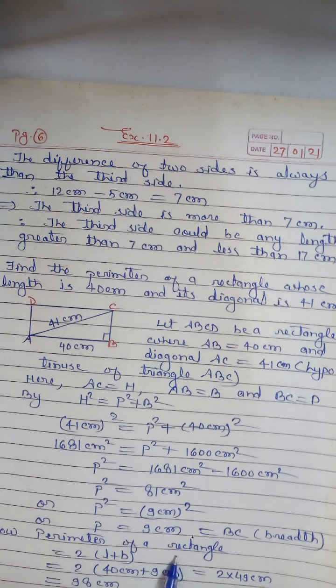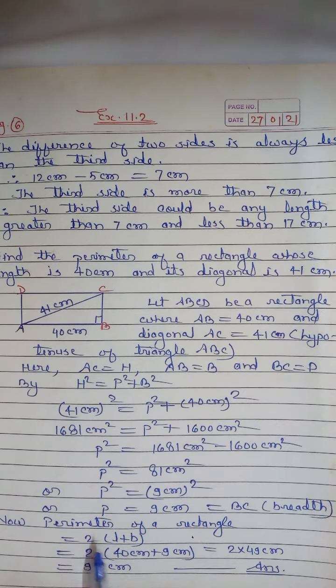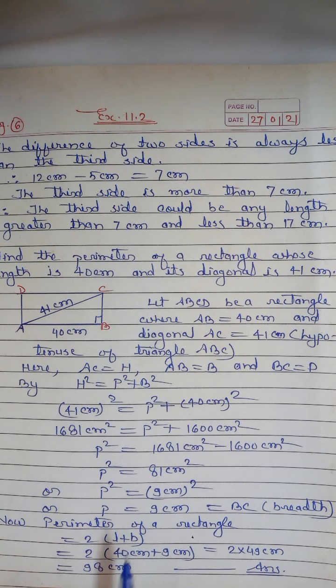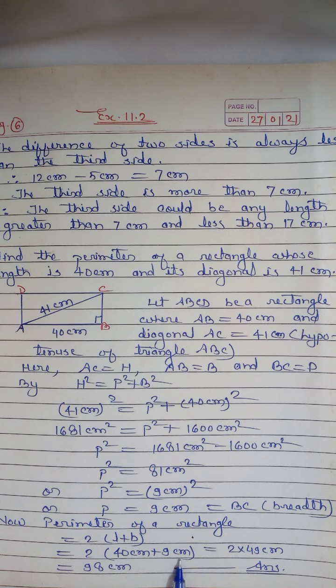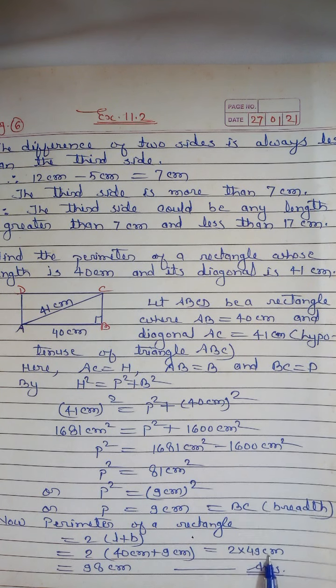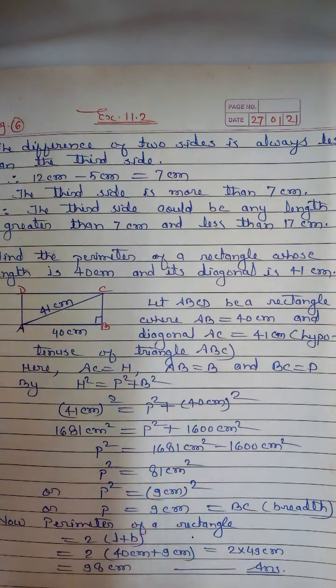Now the perimeter of a rectangle equals 2 times (L plus B), that is length plus breadth. So 2 times (40 centimeters plus 9 centimeters) gives us 2 into 49 centimeters. That means the perimeter of the rectangle is 98 centimeters.